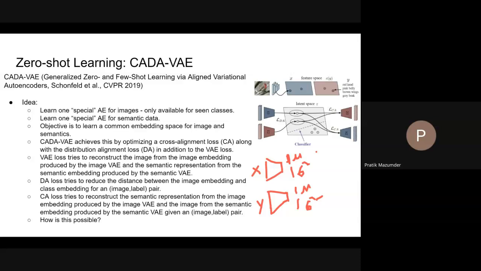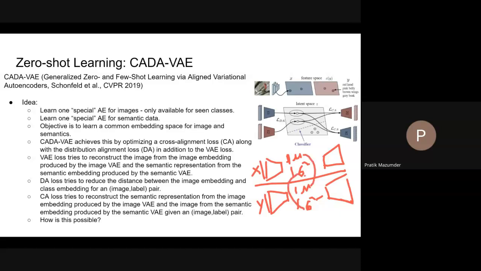Ideally, since these two are different VAEs, these mu and sigma squared will be different because this input is different. This is a semantic vector and this is an image vector, an image feature. So initially this will be different. What domain alignment does is try to make these two means the same and these two variances the same.